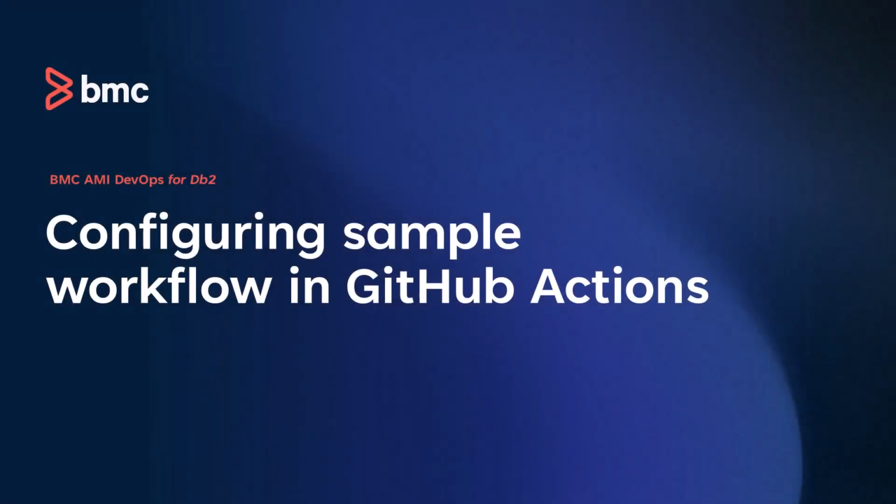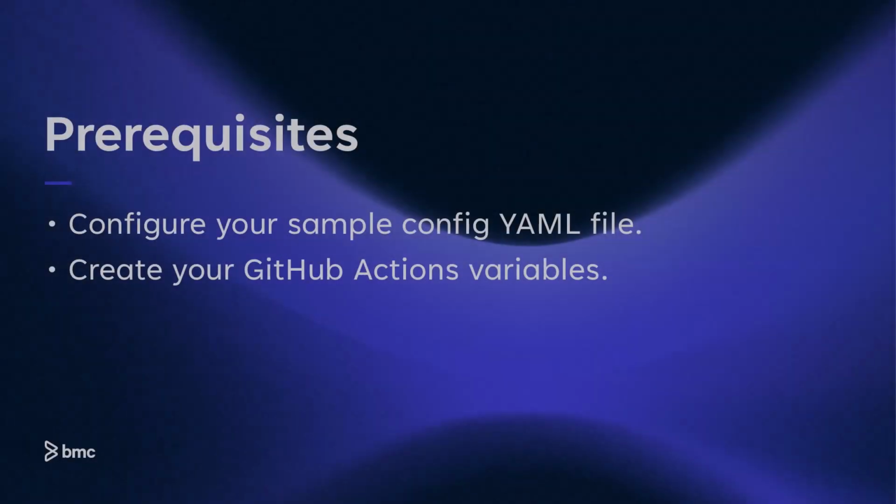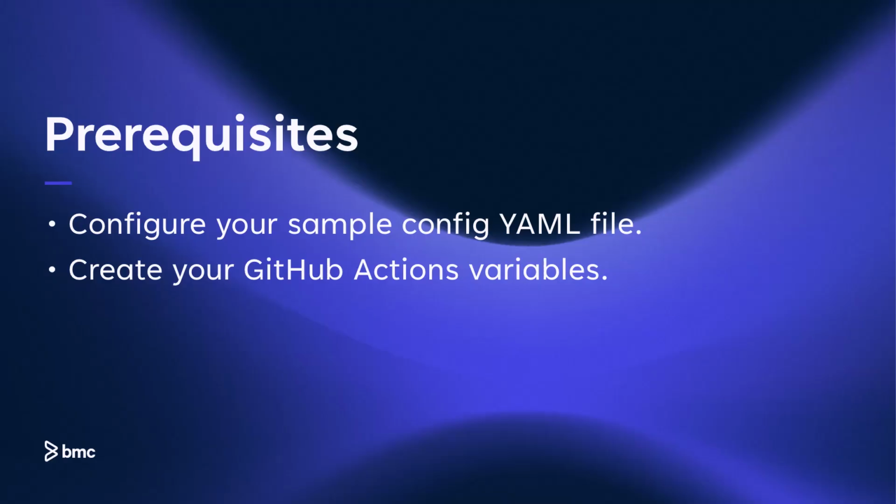In this quick course session, we will walk through how to configure and upload a GitHub Actions sample schema migration workflow for the Universal Connector application in BMC AMI DevOps for DB2. Before you begin, make sure you've configured your sample config YAML file and created your GitHub Actions variables.